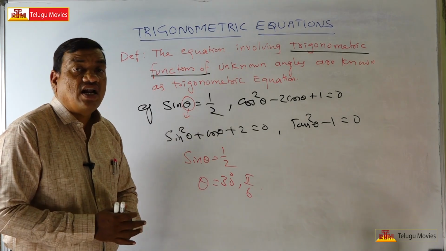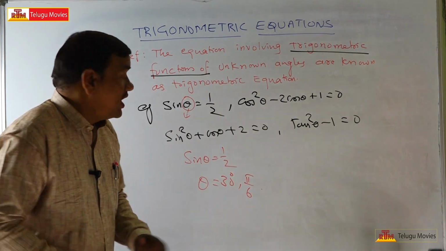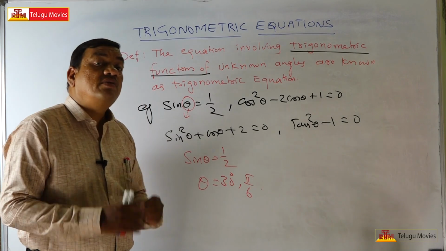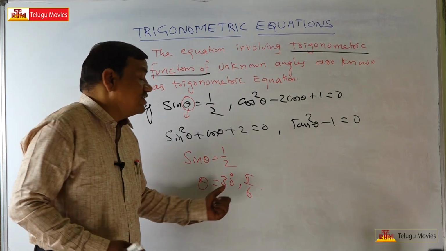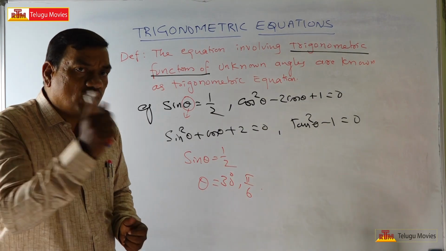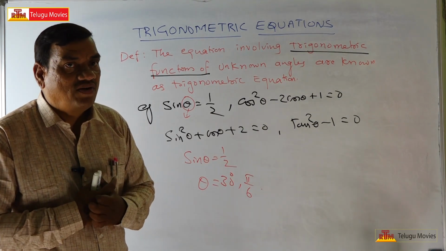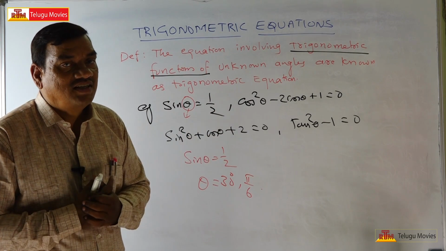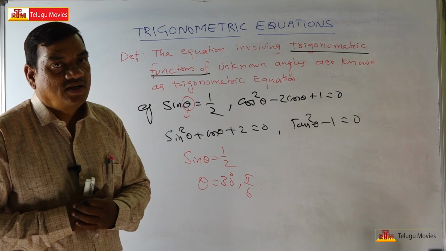Generally, up to 10th class, if anybody asks what theta is when sin theta is equal to 1 by 2, everybody will say, sir, theta is equal to 30 degrees, sir, pi by 6 radians. Is that the only solution this trigonometric equation will have? Does it not have other solutions? Let us see that also.